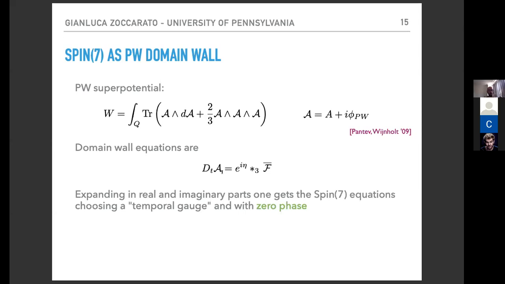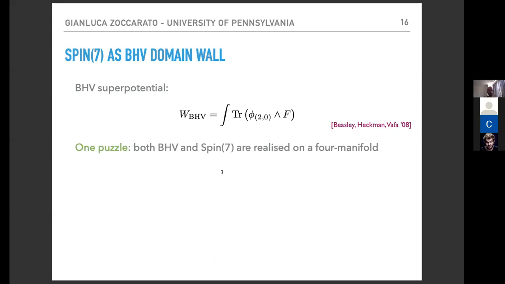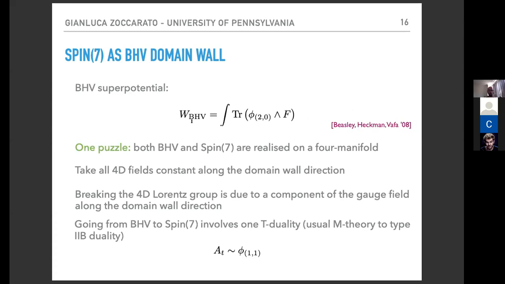And so the BHV superpotential takes the following form. And here we encounter one puzzle. If you think about it, BHV happens on a four-manifold, and so does Spin(7). So when you take a domain wall of a BHV solution, you would think you're going on a five-dimensional manifold. And the resolution is that fields are basically constant along the domain wall direction, and you're breaking the 4D Lorentz group by taking a non-trivial component of the gauge field along the domain wall direction.